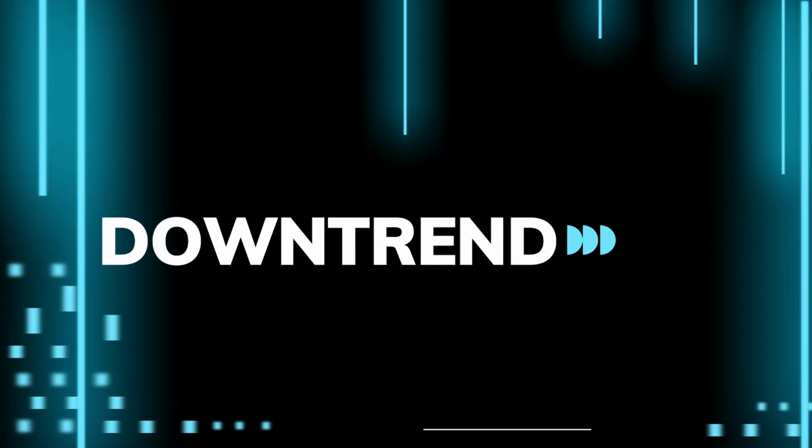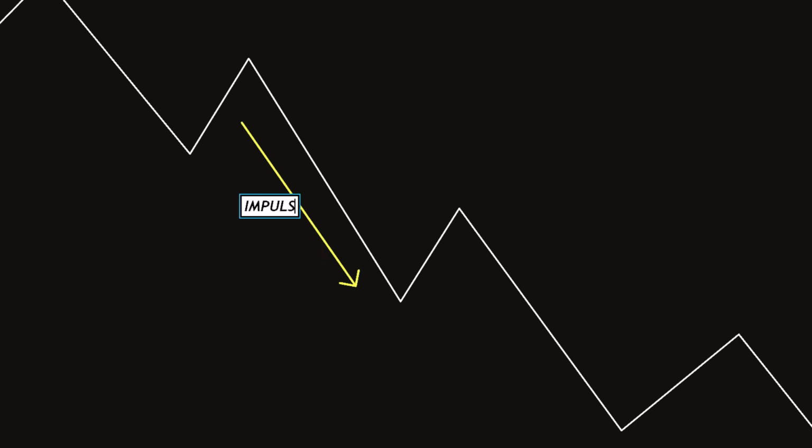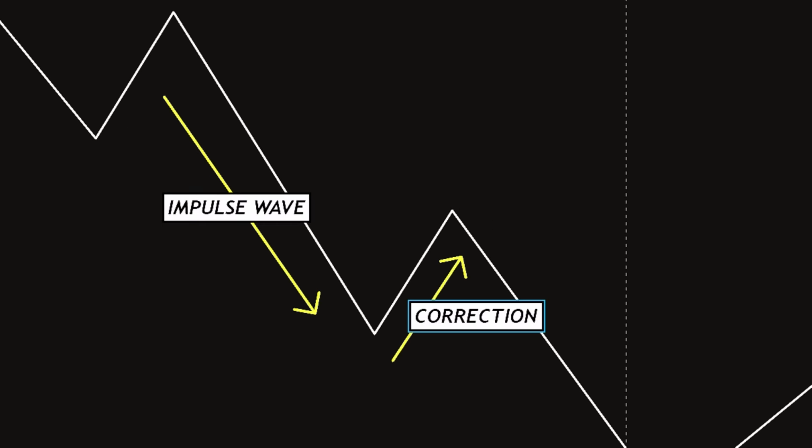Downtrends are the same idea but flipped. Price drops, bounces a little, then drops again. Each low is lower than the previous one, and the small bounce doesn't reach previous highs. So that means sellers are in control. Big drops are impulse waves and little upward moves are corrections.